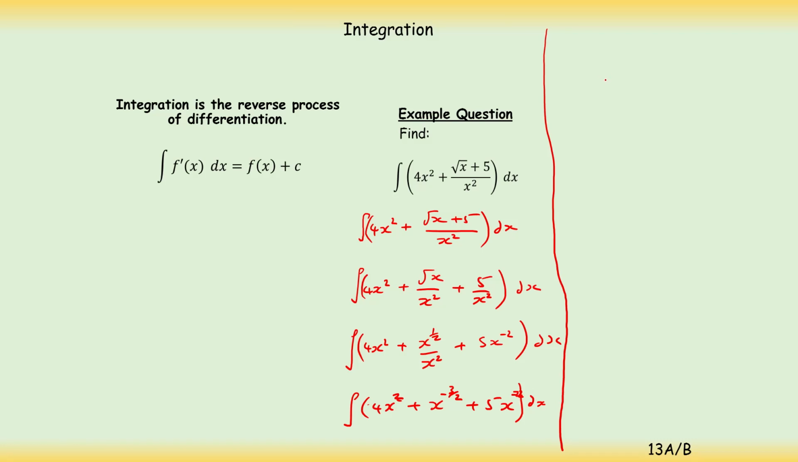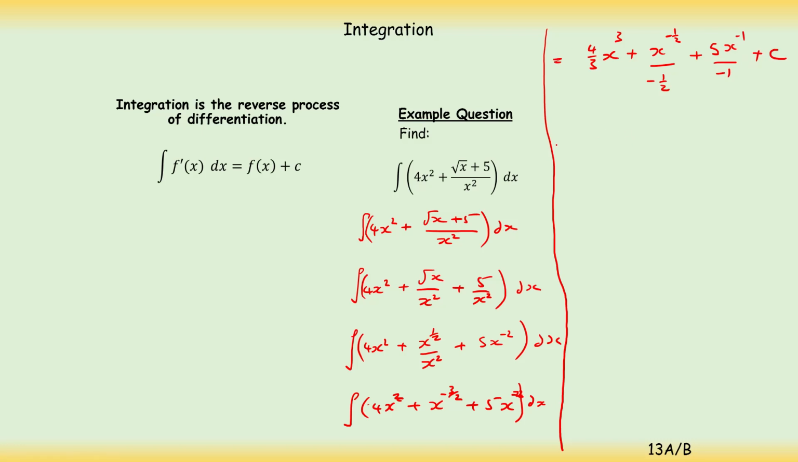Right. So integrating term by term, I add 1 to the power, so I get 4 over 3 x to the power of 3, plus increasing the power by 1 takes it down to minus a half, so it'll be x to the power of minus a half divided by minus a half, plus 5, increase the power by 1, x to the power of minus 1 divided by minus 1 plus c.